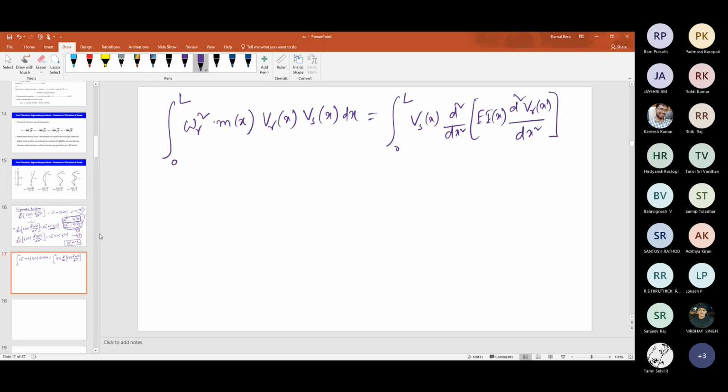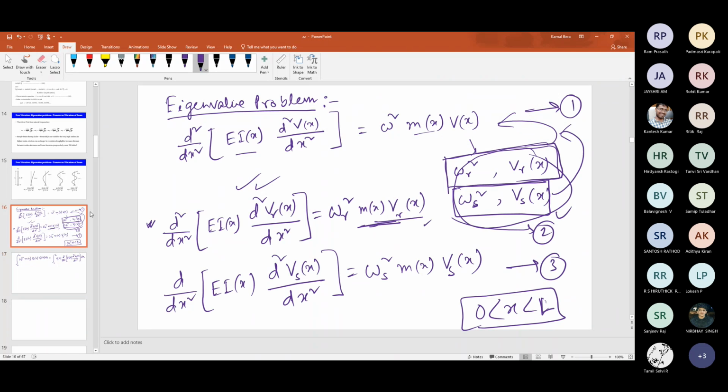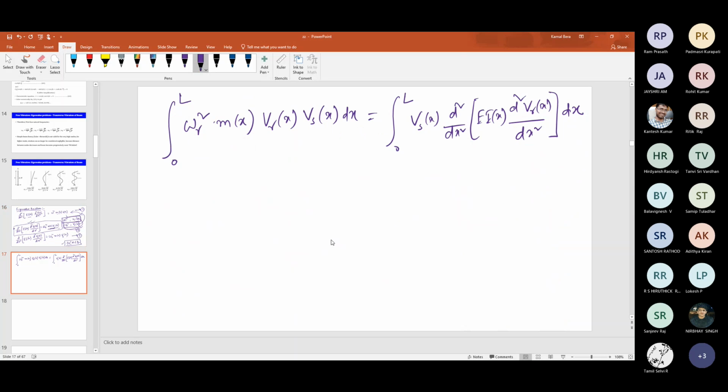If you are facing any difficulty in understanding, please stop me and ask the question, no problem. But since it is straightforward, I am going a little bit faster. So this is the equation. I have multiplied this equation by Vs(x) and integrated over the domain, that is 0 to L. I have written the right hand side first, and here is the left hand side.